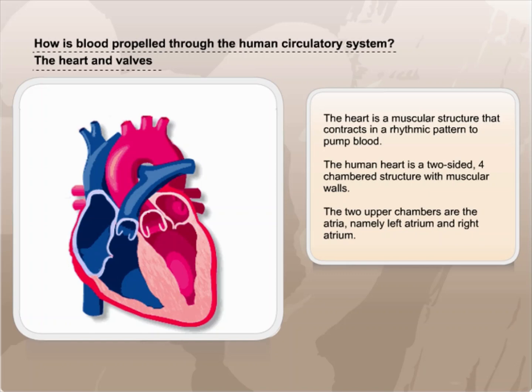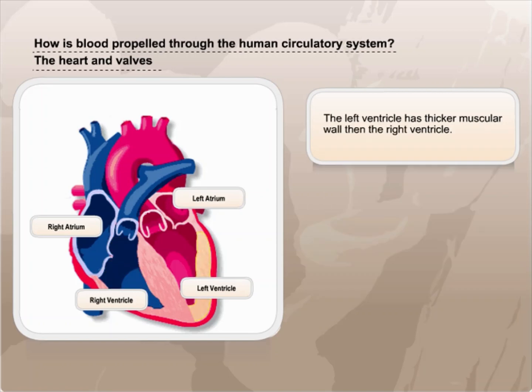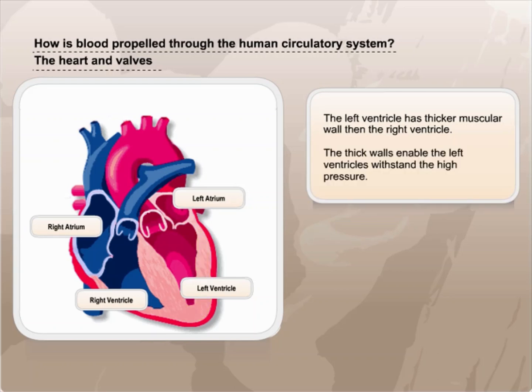The 2 upper chambers are the atria, namely left atrium and the right atrium. The 2 lower chambers are the ventricles, namely the left ventricle and the right ventricle. The left ventricle has thicker muscular wall than the right ventricle. The left ventricle pumps blood to all parts of the body. The thicker walls enable the left ventricle to withstand the high pressure.